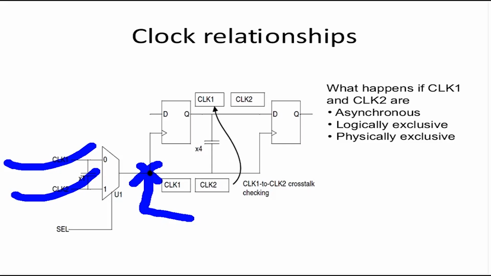The physically exclusive case is where the clock, for example, is coming from outside, and on the same clock port you can have two different clocks. Let's say in one application you can apply one clock to the chip port. In another application, for example test mode, you can apply another clock to the chip port. Now these clocks are physically exclusive.